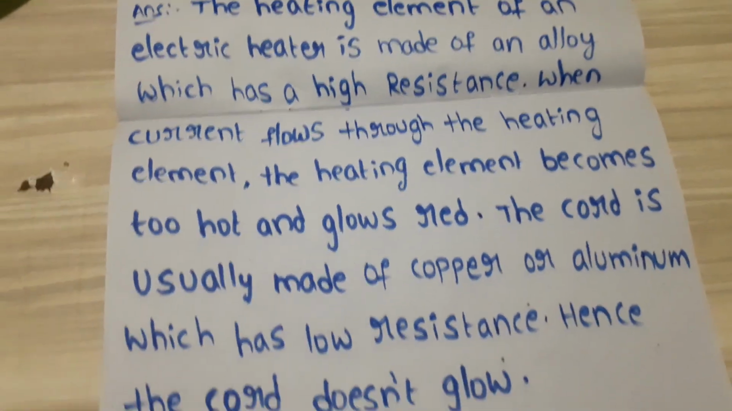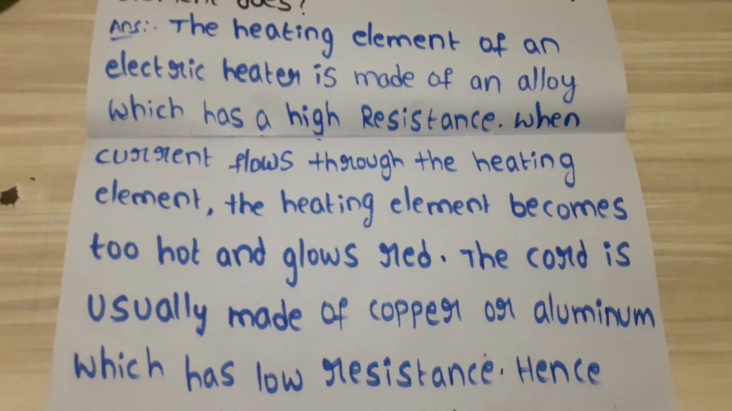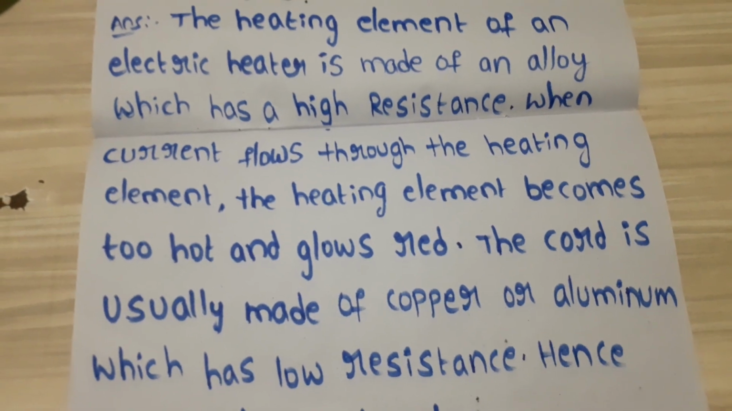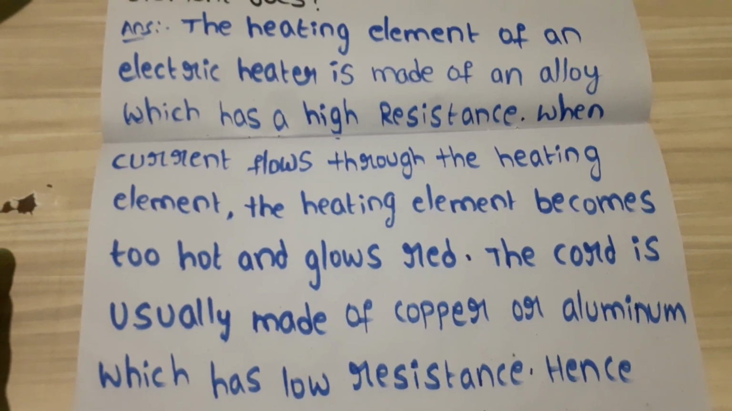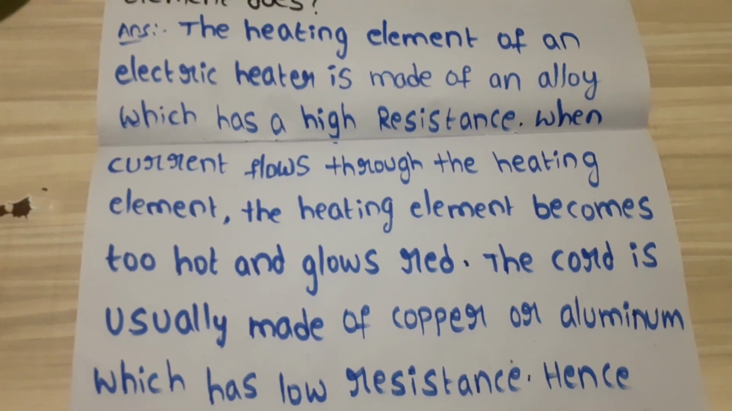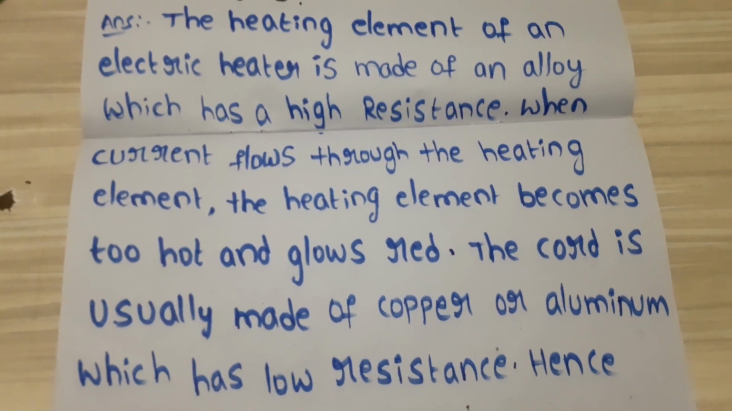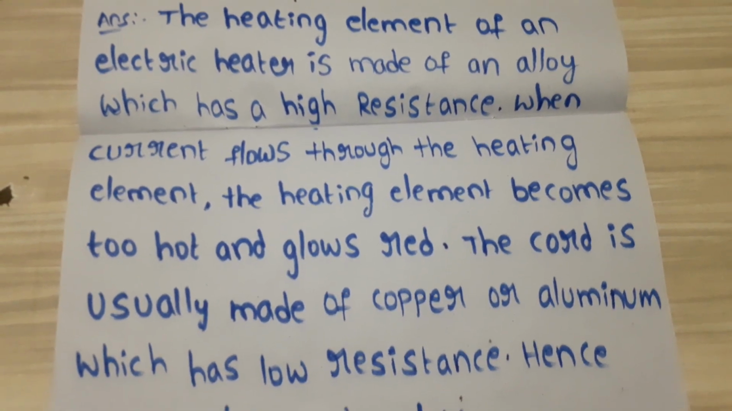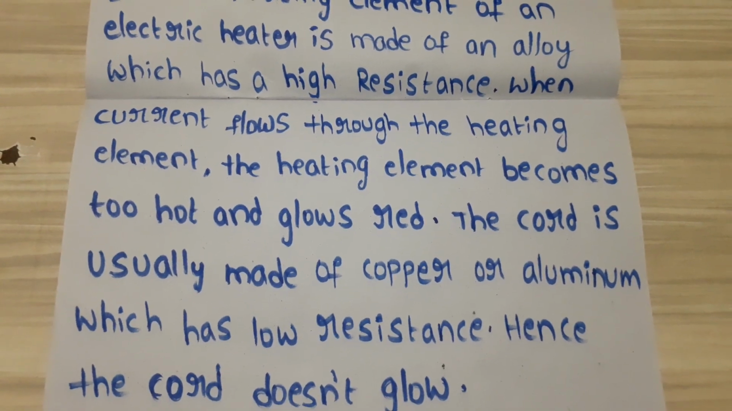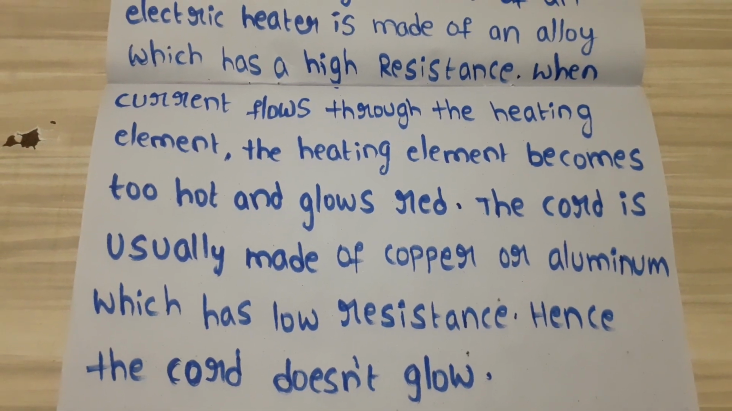So here two things are there. First, the heating element of an electrical heater is made up of an alloy, and alloys generally have high resistance. So when electrons flow in the electrical heater, it becomes red hot. The cord is made up of copper or aluminum, which has low resistance, so it will not glow. That is the reason.